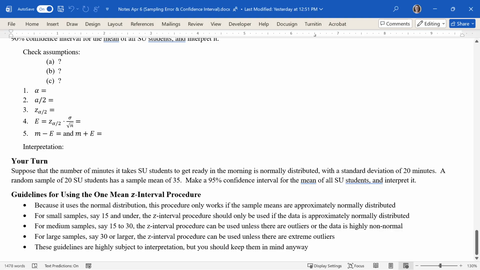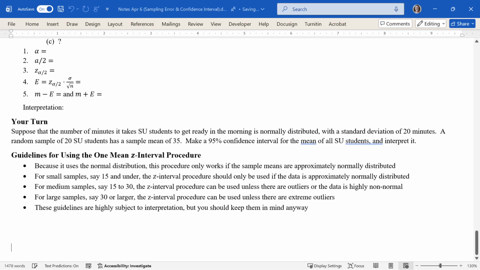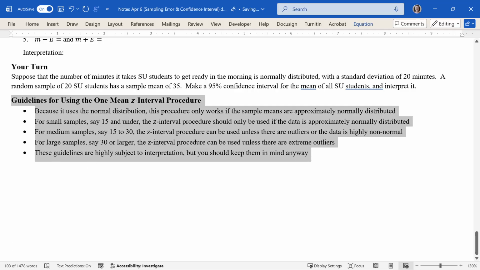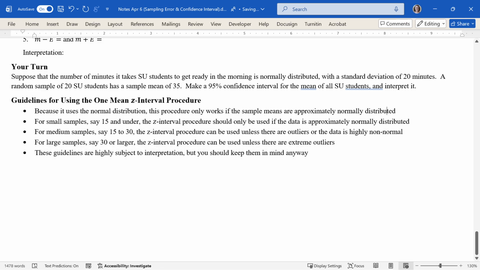Okay, so we did not have time to get to this in class, unfortunately, so it's good that it's in the homework video. This is some more information about assumption C. This whole procedure relies on the idea that the sample means are going to be approximately normally distributed, meaning if we took a histogram of many sample means, it would look like the normal curve. So this procedure only works if that's approximately true.